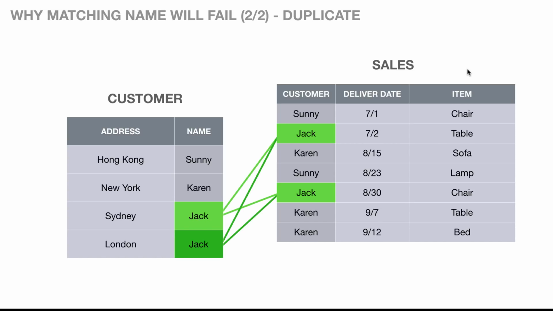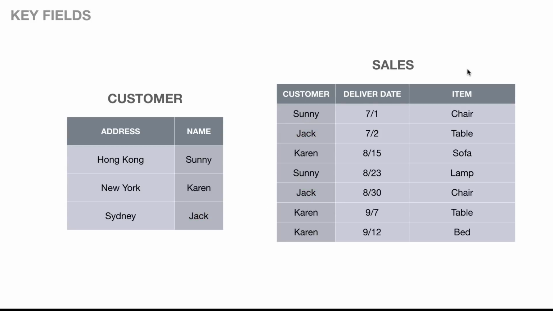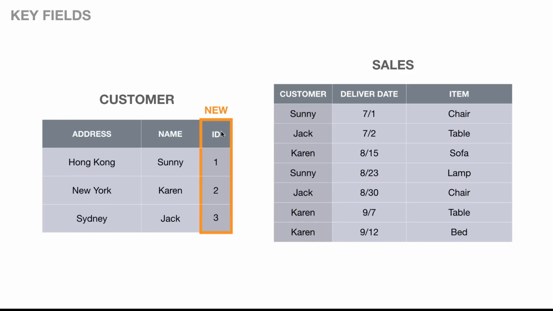So we actually need a solution to handle this. How do we do it? I want to introduce you to the concept of key fields. The concept of key fields is actually very simple. Instead of using the customer name as the matching field, we're going to create a new field called ID. So we'll have a customer ID in here, and the rule with this ID key field is that it has to be unique for each record.